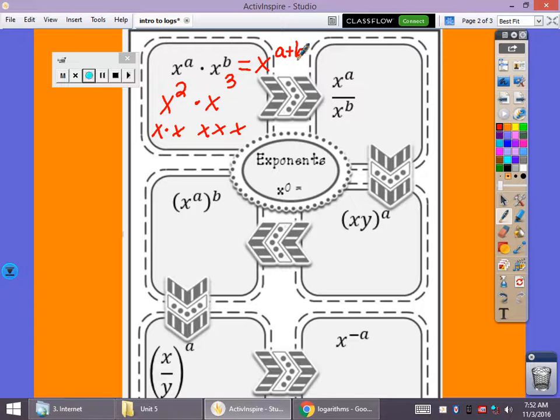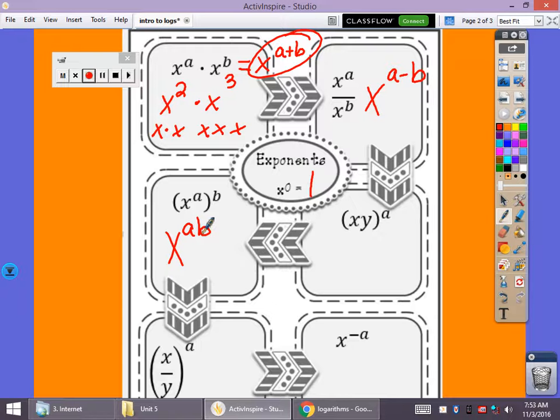You don't have to write all this. This is what's important. When I divide, what do I do? Subtract. So it should be x to the a minus b. Oh, I forgot this most important one in the center. X to the power of 0 is 1. Anything to the power of 0 is 1. Power to power, multiply. So this should be x to the ab. A times b, or you can just write ab. It's understood if there's no symbol in between that it's multiplication.